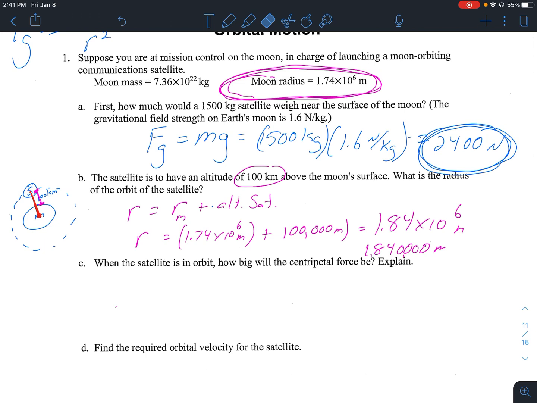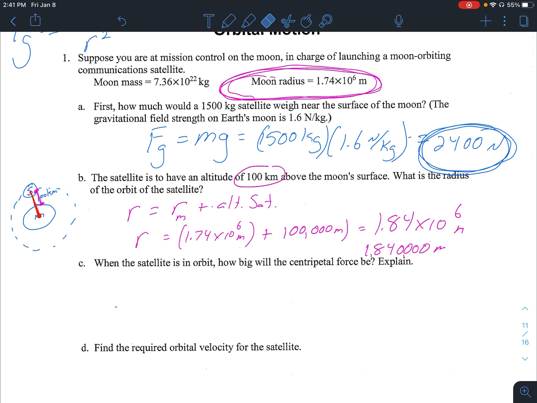I'm going to keep going through this problem for you so you can take a look at it at your leisure, if it makes a little more sense than just looking at math on paper. So for part C, we're asked to determine how big the centripetal force is while the satellite is in orbit.